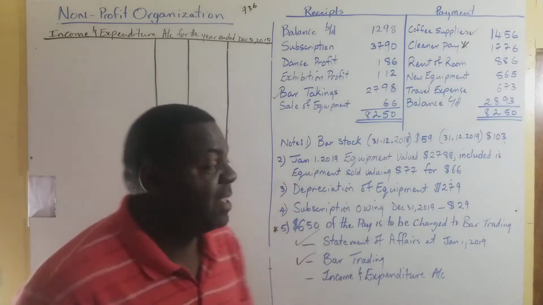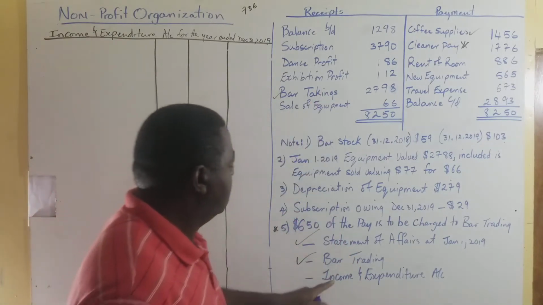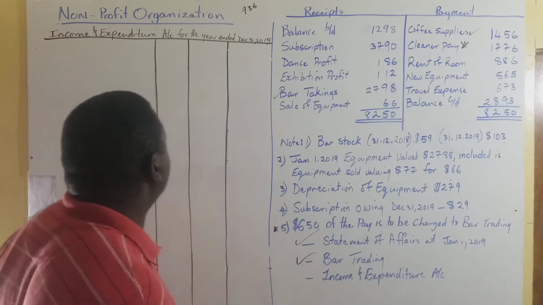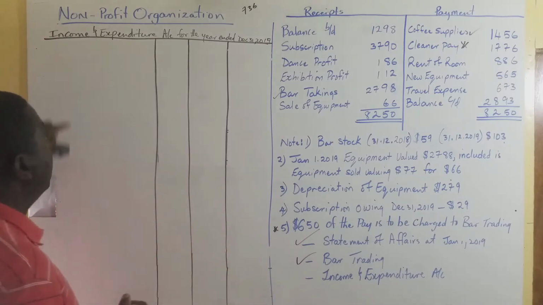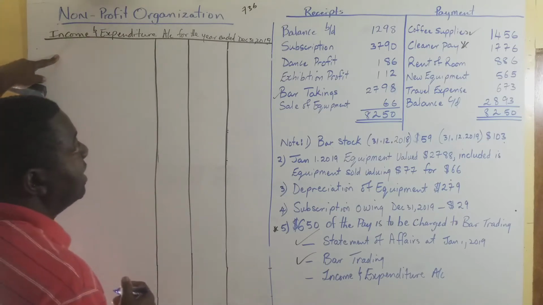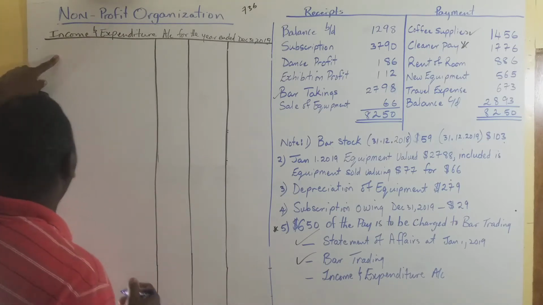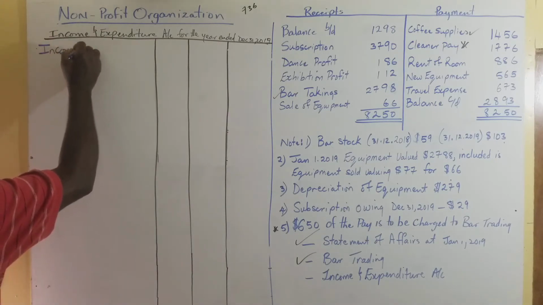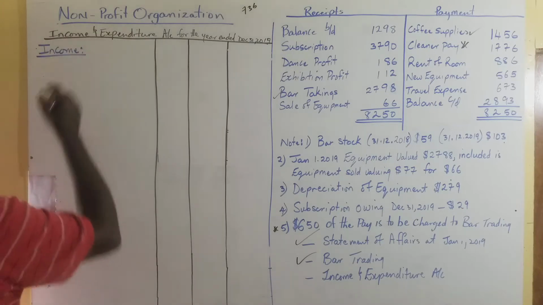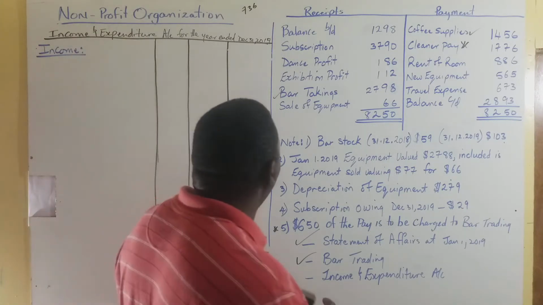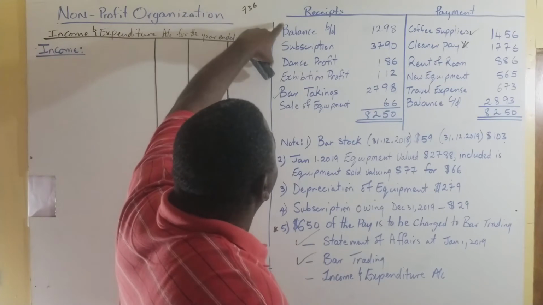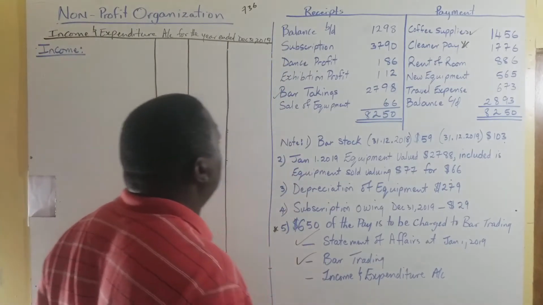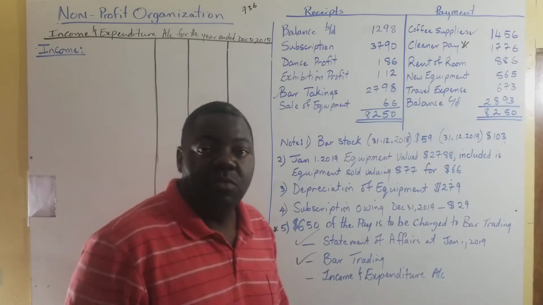Okay, let us now get into completing this question. We're now going to be looking at the income and expenditure account. So we're going to commence by starting to enter the data relating to the income. First of all, we're going to go to the debit side of the receipt and payment account to identify all the revenues or income.